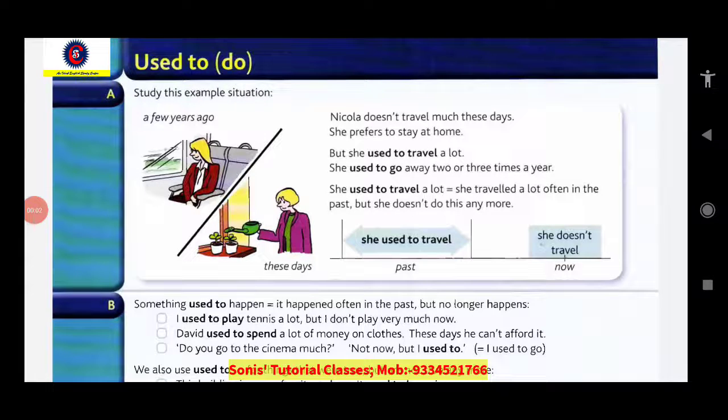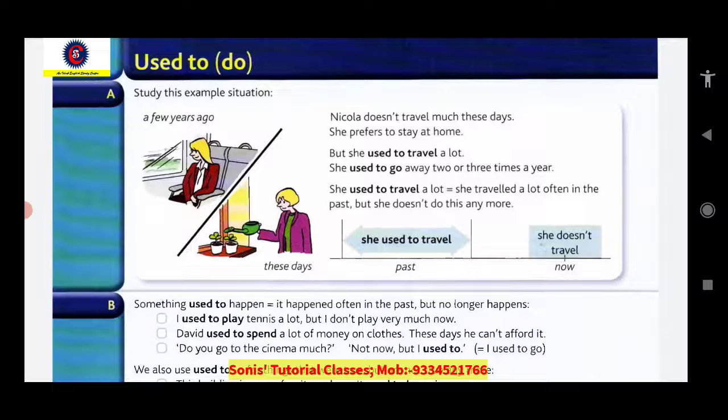Hello dear friends, this is Unit 18 and we are going to learn "used to." See, "used to" is used as a modal verb. Also, "used" is used as an adjective. So, before I teach something, look at this example situation.